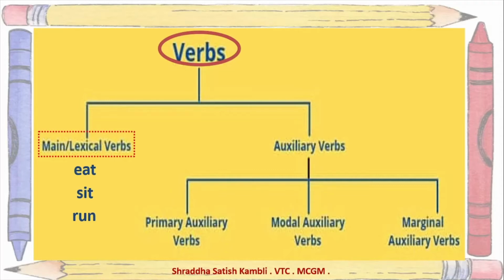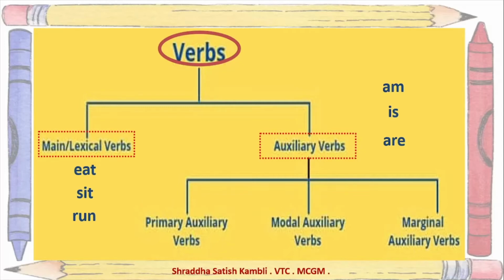Now coming to auxiliary verbs. The second type of verb is auxiliary verbs. And under auxiliary verbs, children, we have three different types. The first one is the primary auxiliary verb. Now what are auxiliary verbs? See, am is an auxiliary verb. Okay. Then you have is, which is an auxiliary verb. And then you have the word are, which is an auxiliary verb. So these are all auxiliary verbs.